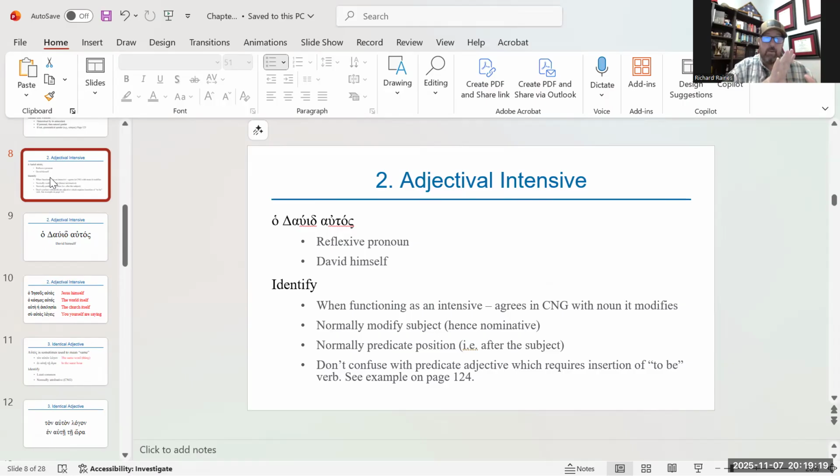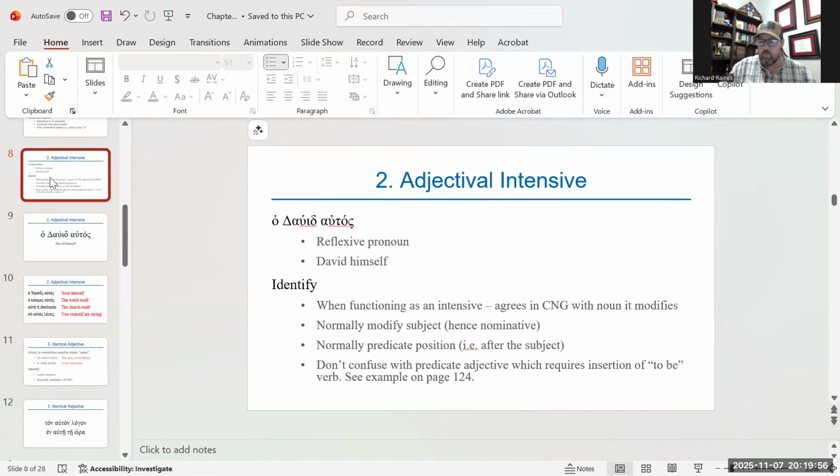Not always, but sometimes. But it's worth noting, if you look at page 124, it's the section right above 12.11. I don't think you're going to have any trouble with this because you're going to be able to tell the difference between an adjective and when autos is acting like an intensive adjective. So here's the differences. If you see on page 124, if you're not there, go ahead and pause the recording and go to 124.